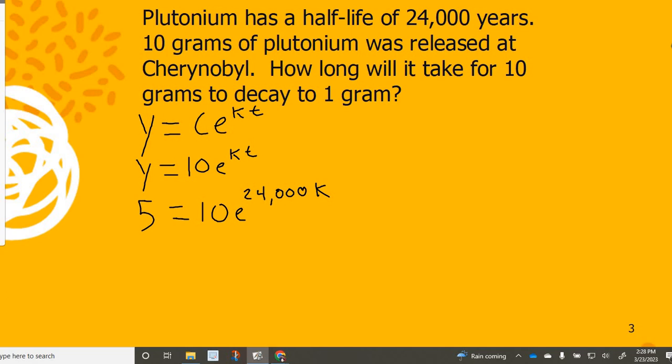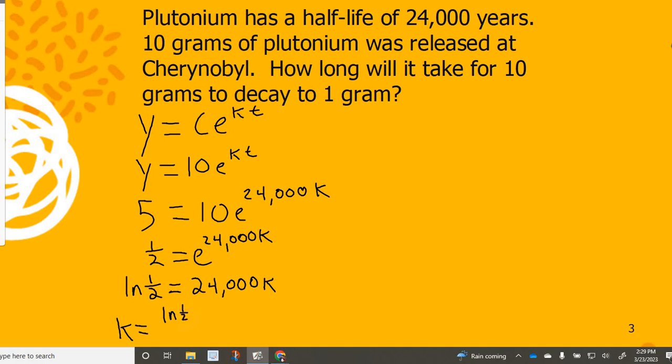And now, what can we do? Solve for k. Okay, so what do we get? 1/2 equals e to the 24,000 k. And then we have to do natural log. So the natural log of 1/2 equals 24,000 k. And then we have to divide it again. That's a fraction.